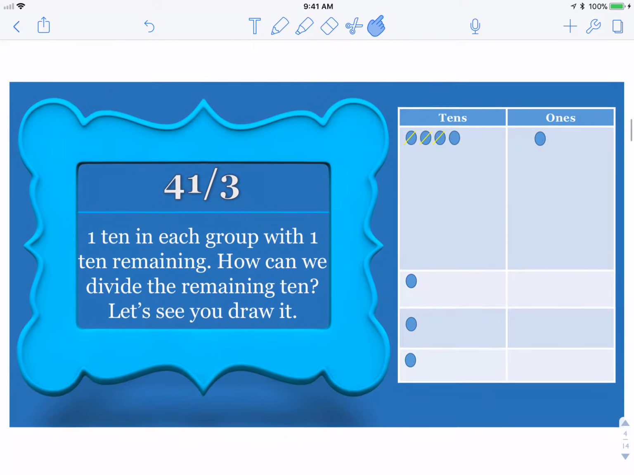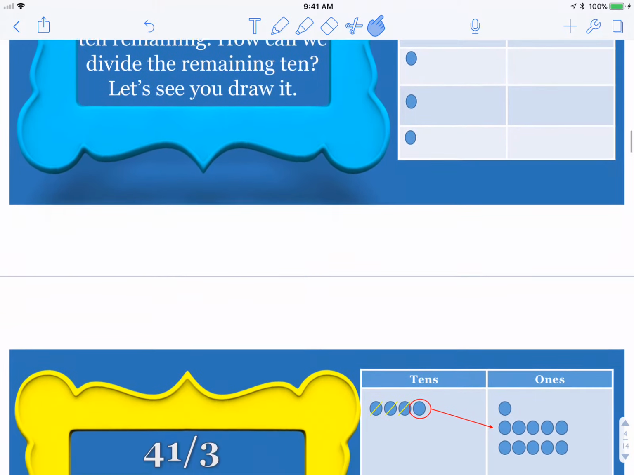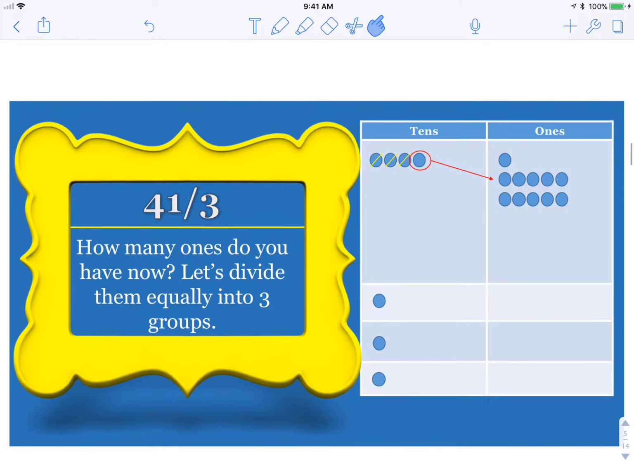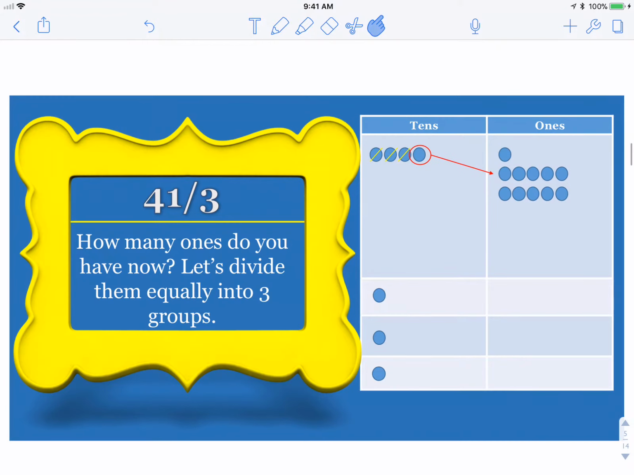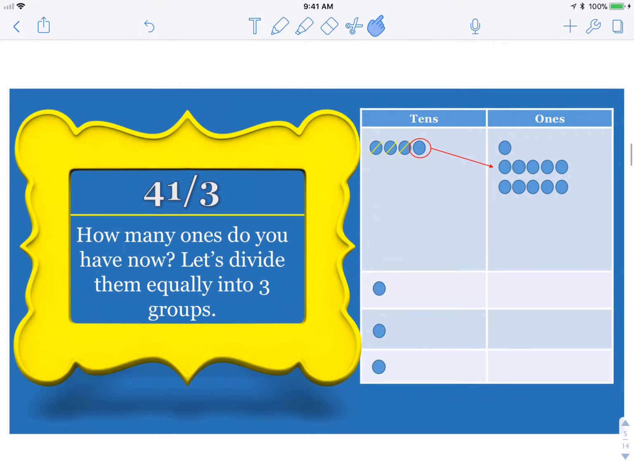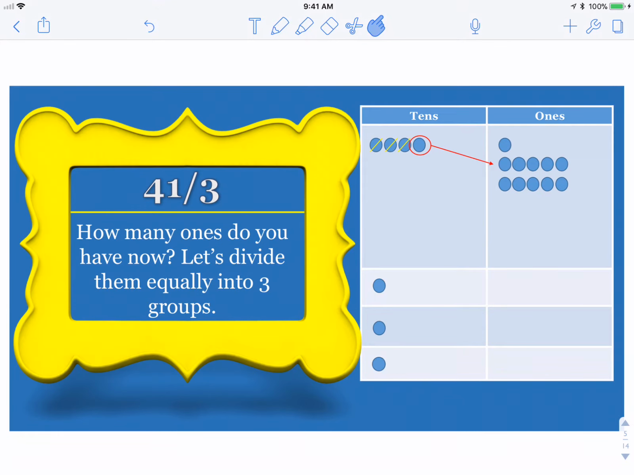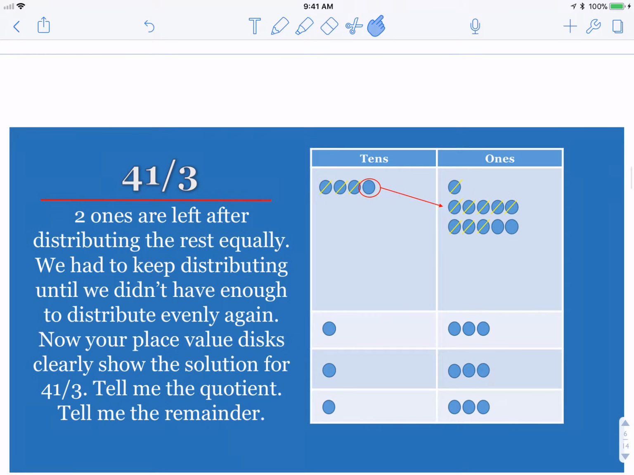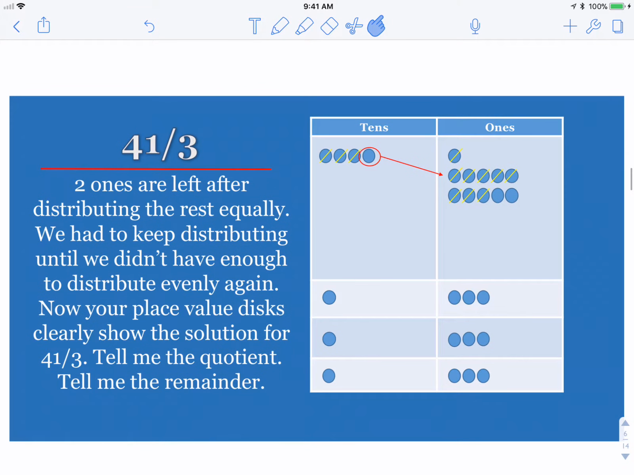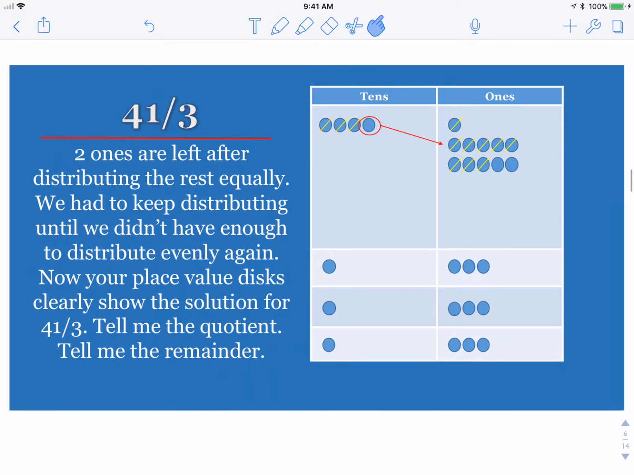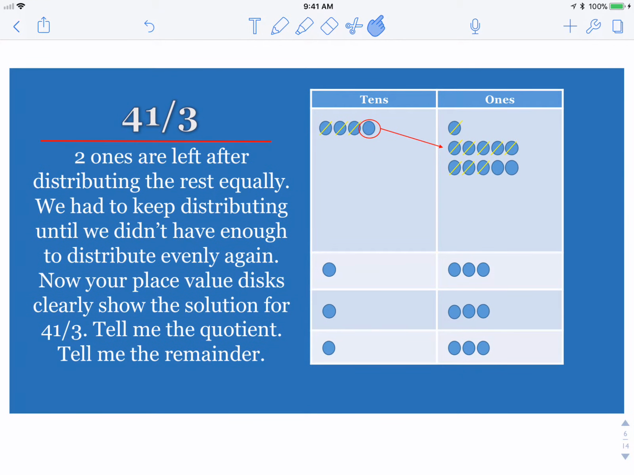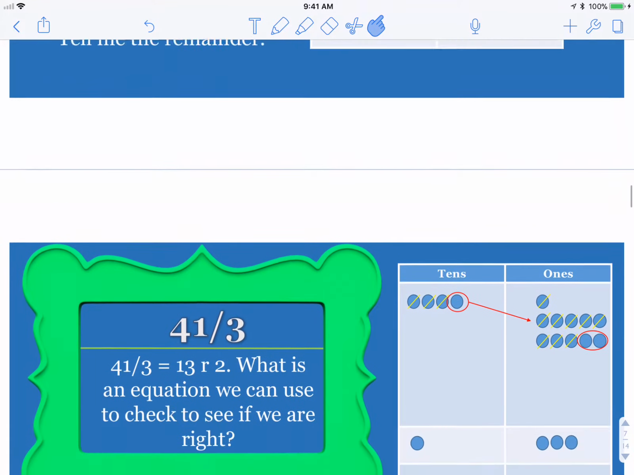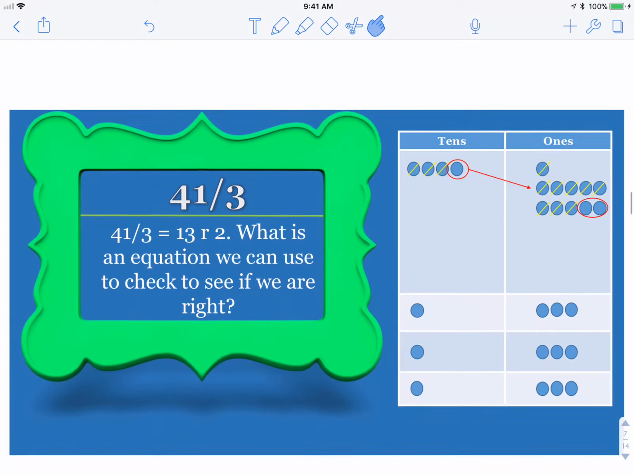Okay, so I've started that. This is what we did. We bundled and distributed. We didn't really bundle, I guess. We redistributed our 1 ten and made it 10 ones. Okay, that gave us 13. Tell me the quotient. What's the quotient again? Quotient is the answer to a division problem. And I have the remainder of 2.